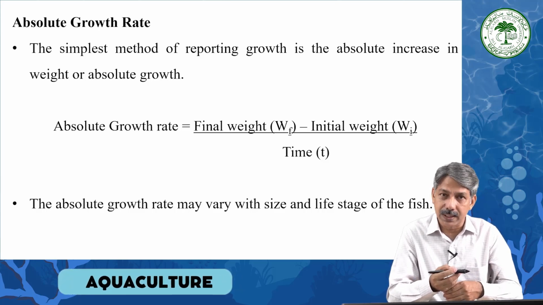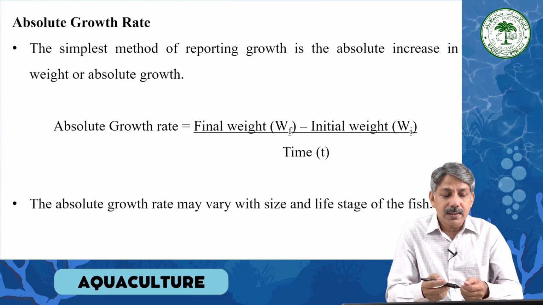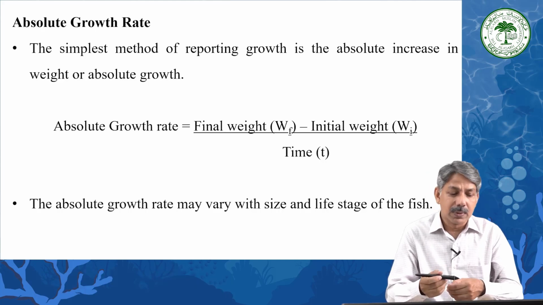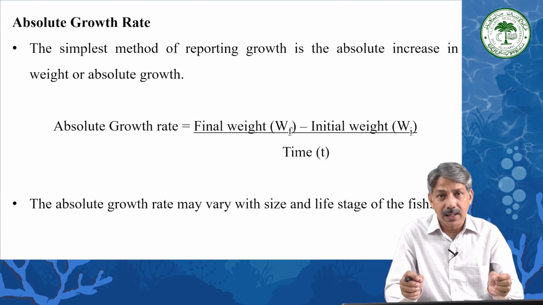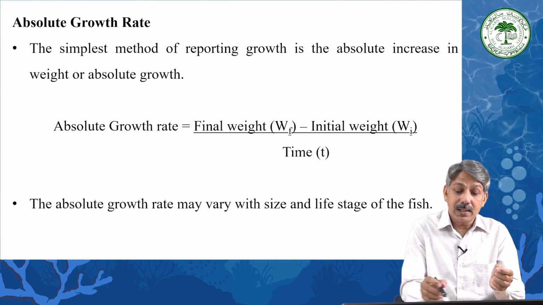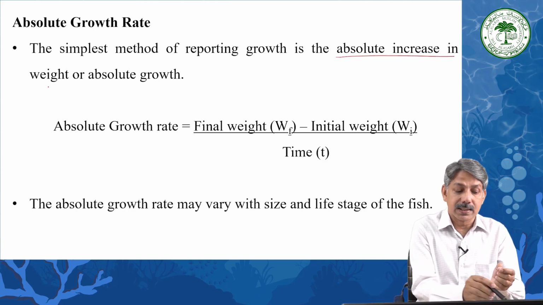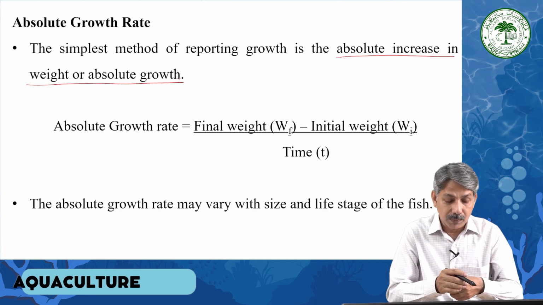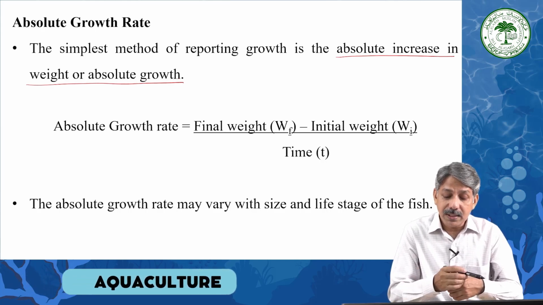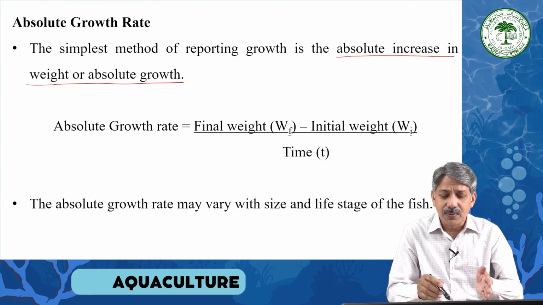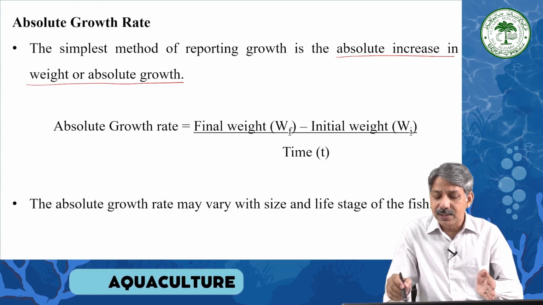First one is absolute growth rate. As the name indicates, here we try to quantify the total increment in weight or length, whatever we are intending to assess. That is why it is written here: absolute increase in weight or growth. Now, how do we measure it? How do we assess it? Very simple. Final weight minus initial weight over time.